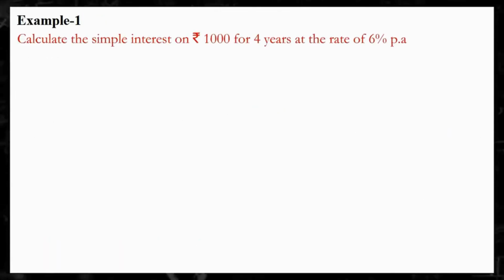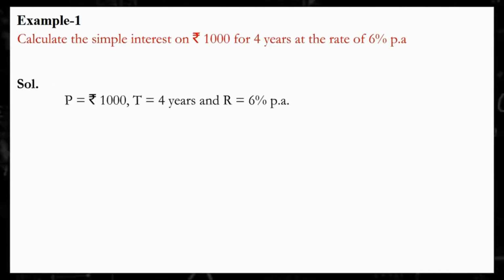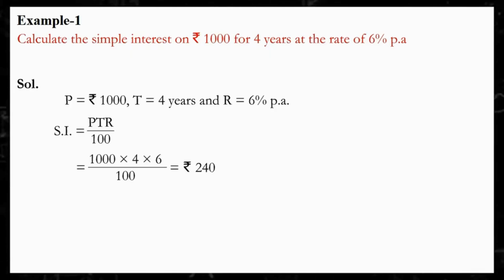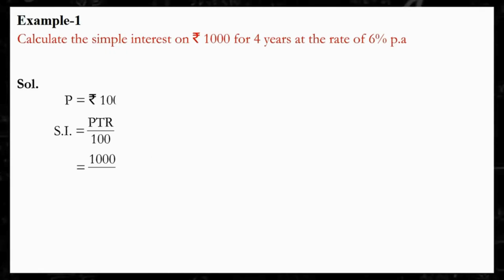Example 1. Calculate the simple interest on rupees 1000 for 4 years at the rate of 6% per annum. Solution. P = rupees 1000, T = 4 years, and R = 6% per annum. SI = PTR/100 = 1000 × 4 × 6/100 = rupees 240.